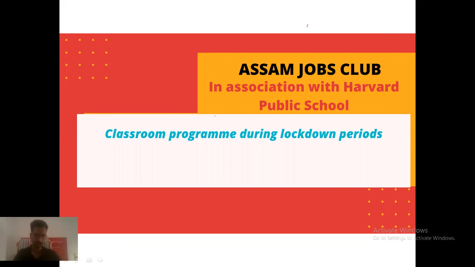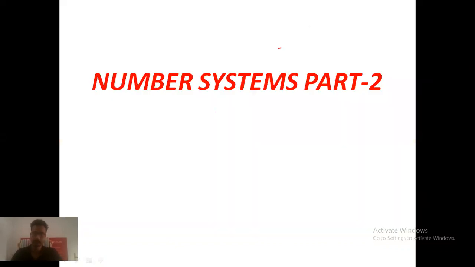First of all, take out your NCERT book, number system, page number 7. Today we are going to discuss number systems part 2.